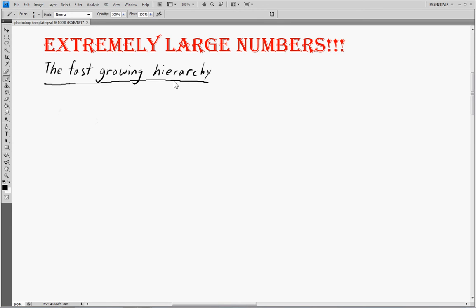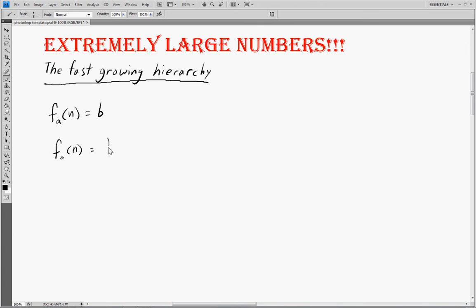The fast-growing hierarchy is denoted as f, with a number in the subscript and an input to the function, and this is going to equal some output. The first function in the fast-growing hierarchy we deal with is f sub 0 of n. This is the first index of the fast-growing hierarchy, and it's a very, very simple function.